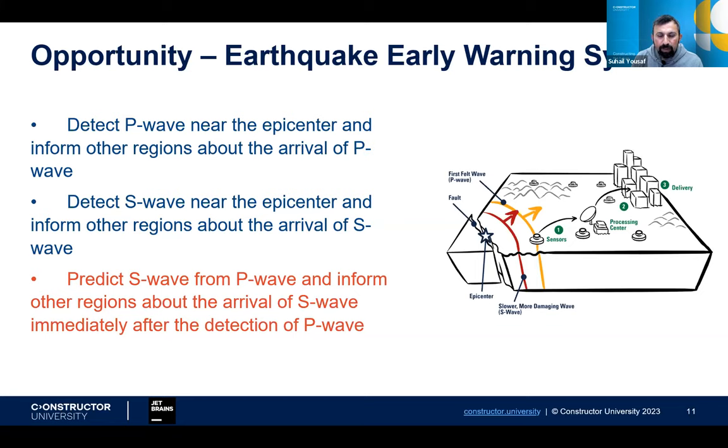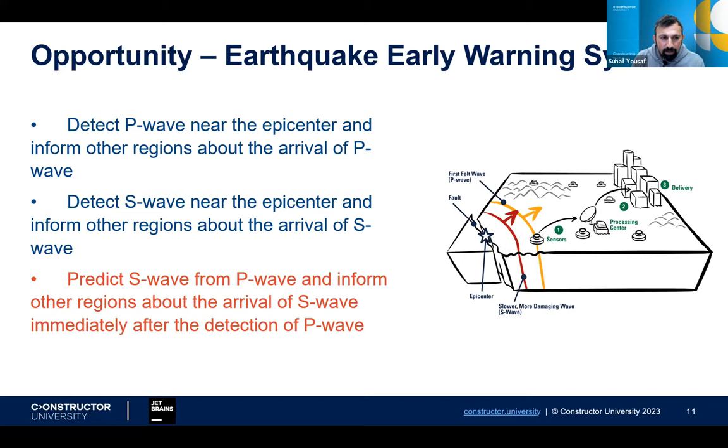These P waves are generated first, before the S waves. And the interesting thing is that the P waves travel faster than the S waves due to their nature. So that's also an opportunity for us: if somehow we are able to detect the P waves and predict the S waves from the P waves, then we can have sufficient time. Of course, the event has already been generated. But if we have some time and we can use that time, then we can save lives and other properties to some extent.